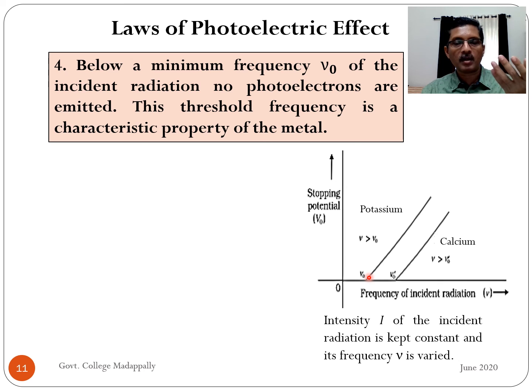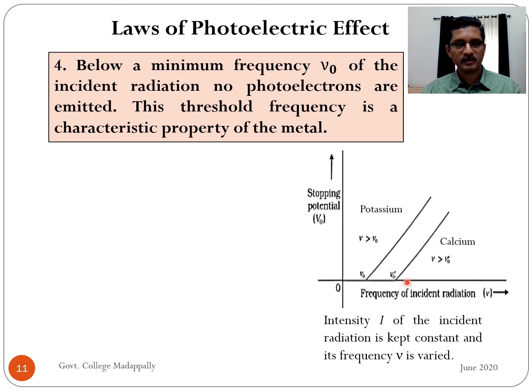These photoelectrons cannot come out of the metal surface. So below this frequency also there is no photoelectric emission. And this frequency is called threshold frequency. So this means that there is a minimum frequency for each metal, below which there is no photoelectric emission, and this is a characteristic property of the metal.